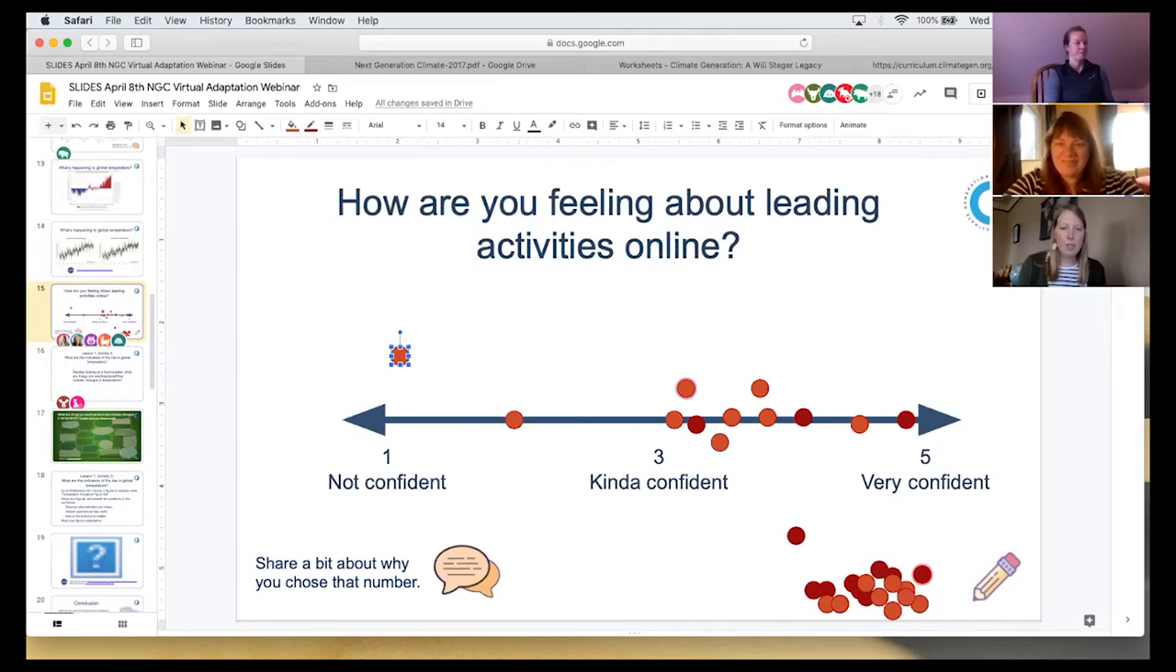A few of these slides are actually templates from Training for Change. They are an organization that does online virtual facilitation. That's where we got these ideas of corners of icons that you then have people drag in as a way to interact.